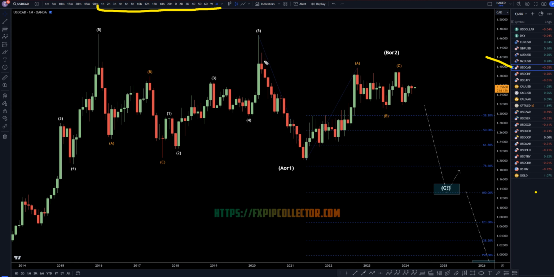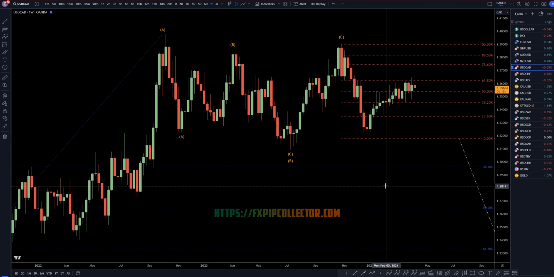So on the US dollar CAD, I still think this first push down is most likely an A, possibly a 1. Still looks to me like 1, 2, 3 waves up. I think it's either a B or a 2. I think it's a B, and I still think this is going to end up making a big move to the downside, which is most likely a C, but could possibly even turn into a big wave 3.